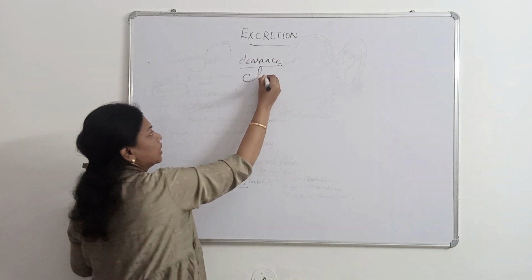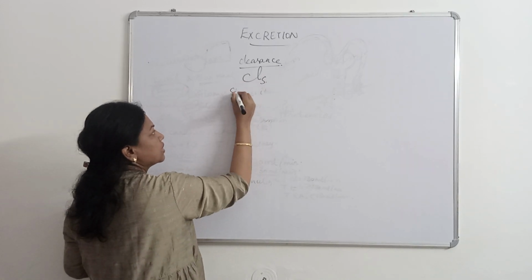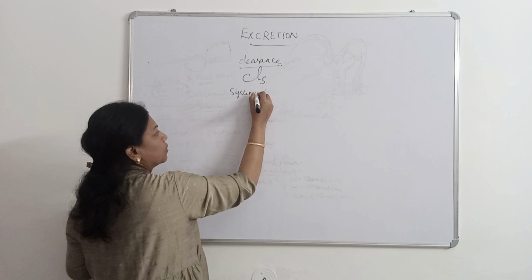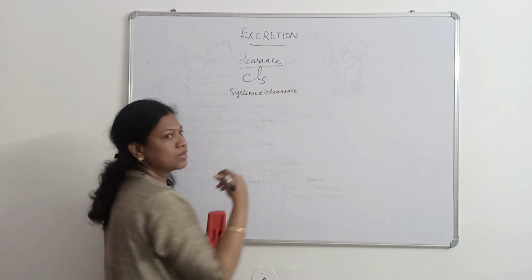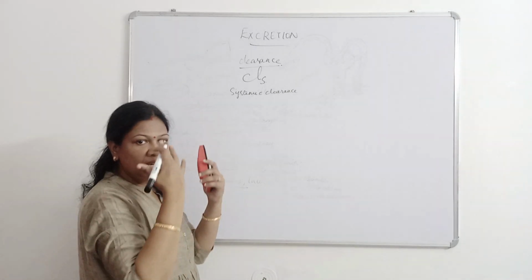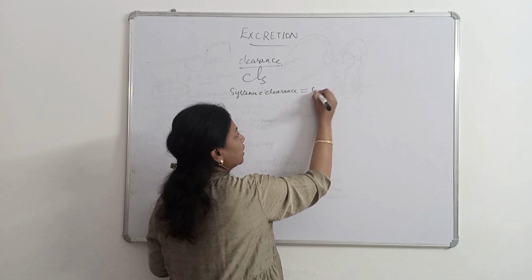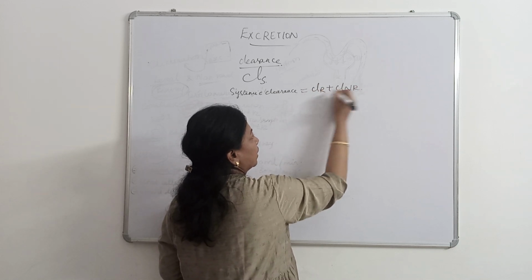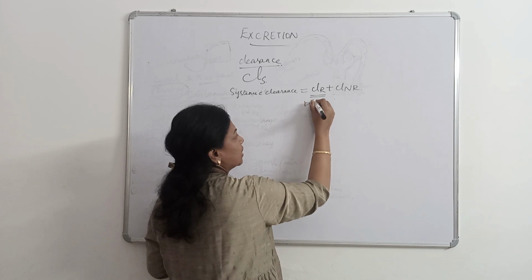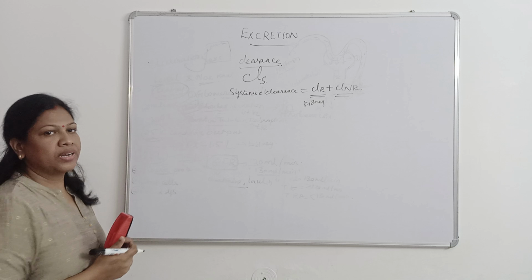So clearance, generally written as CL, is known as systemic clearance. How the drug or the component that enters the body is cleared off from the system is known as systemic clearance. This systemic clearance includes renal clearance and non-renal clearance. Clearance by the kidney is known as renal clearance, and by the non-renal routes is known as non-renal clearance.